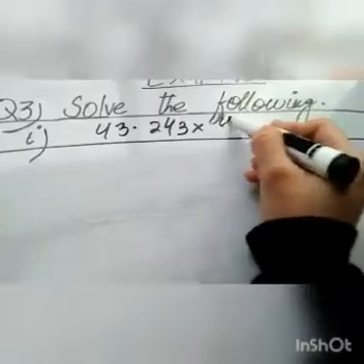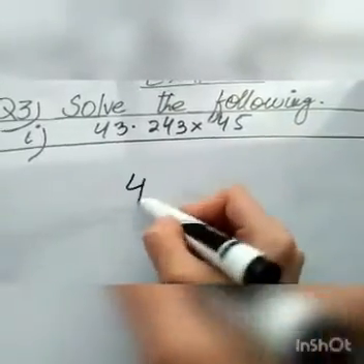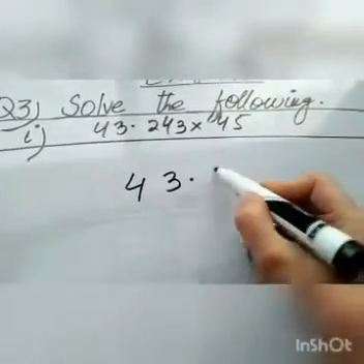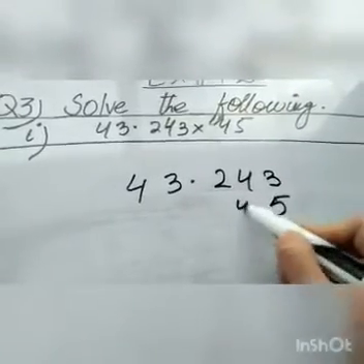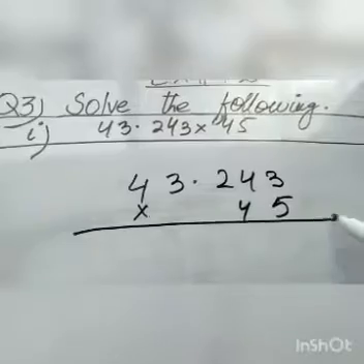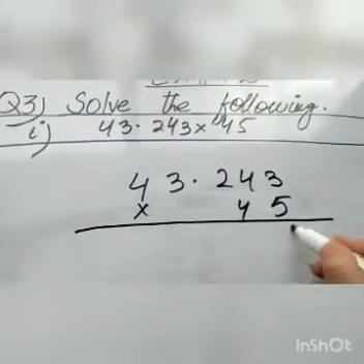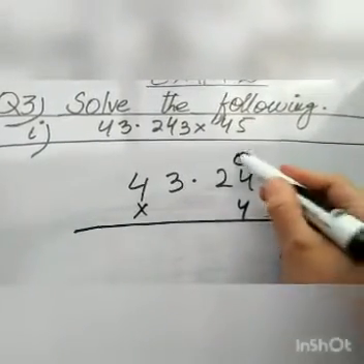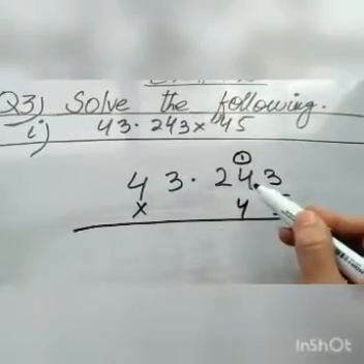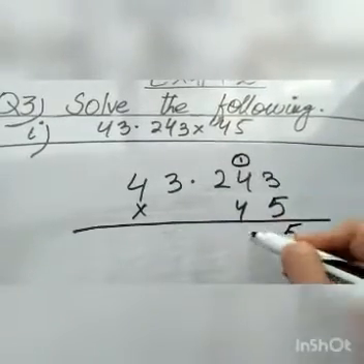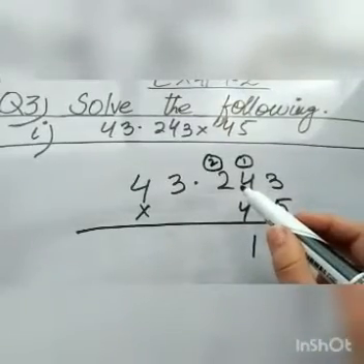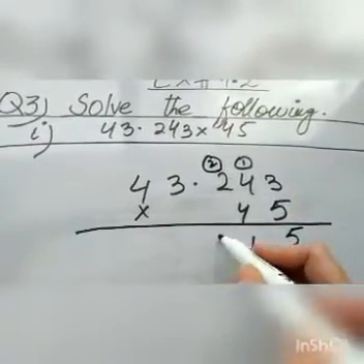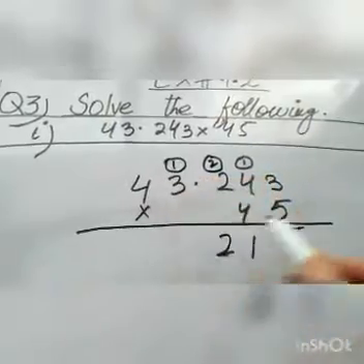43.243 multiply 45. 43.243 and 45 multiply. 5 3 times is equal to 15. 1 carry over the next. 5 4 times is equal to 20. 20 plus 1 is equal to 21. 2 carry over the next. 5 2 times is equal to 10. 10 plus 2 is equal to 12. 1 carry over the next.